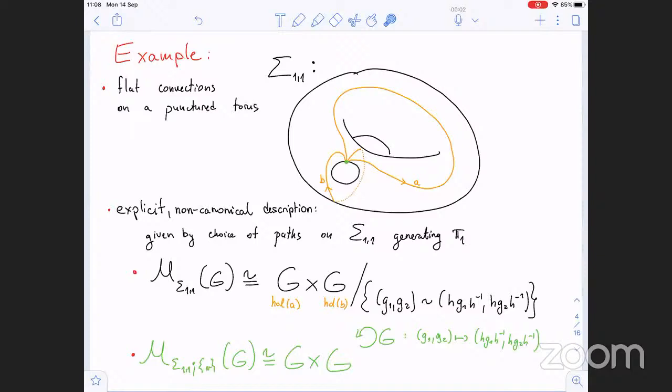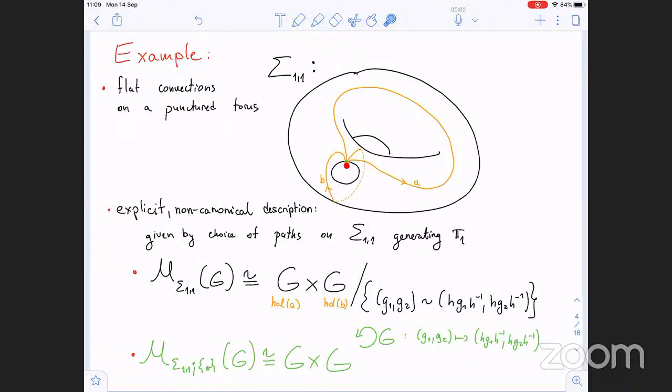And in the case where we consider the marked point, we just get that the moduli space is given by a pair of two elements of the group, the holonomies along A and B. And there is an action which looks like this. So this is conjugation, which corresponds to the gauge action here.